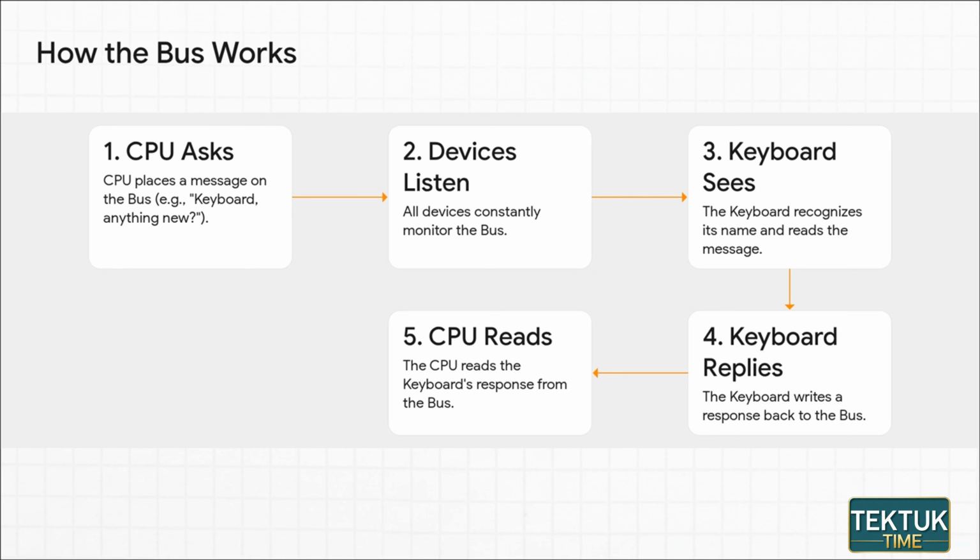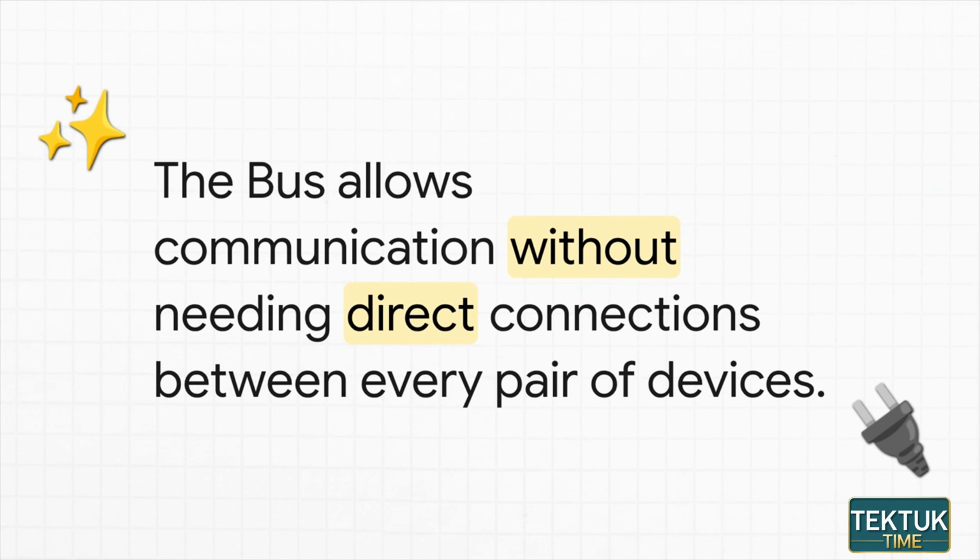Then, if you did type something, the keyboard writes a response back into the basket, and a little later, the CPU checks the basket and reads that response. And this is why the bus is so clever. Just imagine the alternative for a second. A dedicated wire running from the CPU to the keyboard, another one from the CPU to the mouse, another from the RAM to the hard drive. It would be an absolute impossible mess of connections. The bus keeps it all clean and efficient.